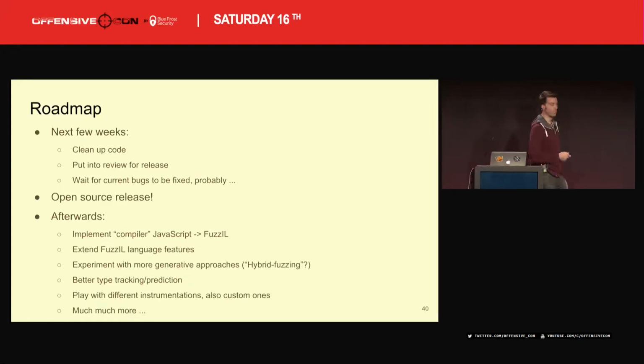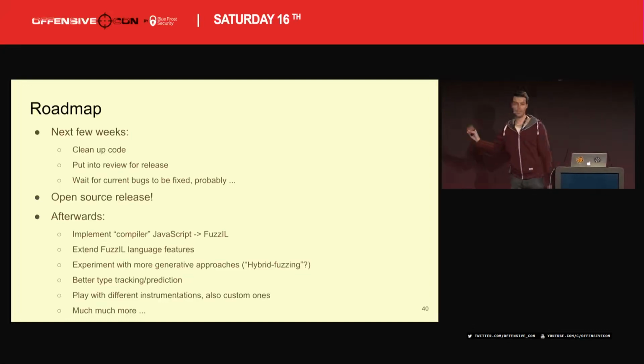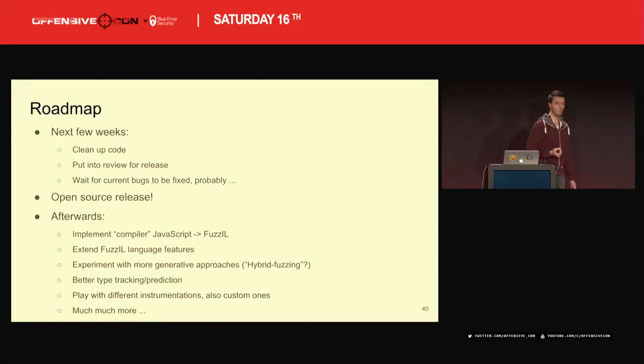And then afterwards, I have a lot of things on my mind that I want to try. For example, right now, this thing can't even import existing JavaScript code. It just starts from one hard-coded sample and keeps mutating that. So probably starting from an existing corpus is a good idea. And then the FuzzIL thing doesn't cover all the language features yet. Another thing, as I mentioned briefly, I would like to try this kind of hybrid approach where I generate a sample in multiple steps and see what happens. I definitely need better type tracking, and probably try custom instrumentations.